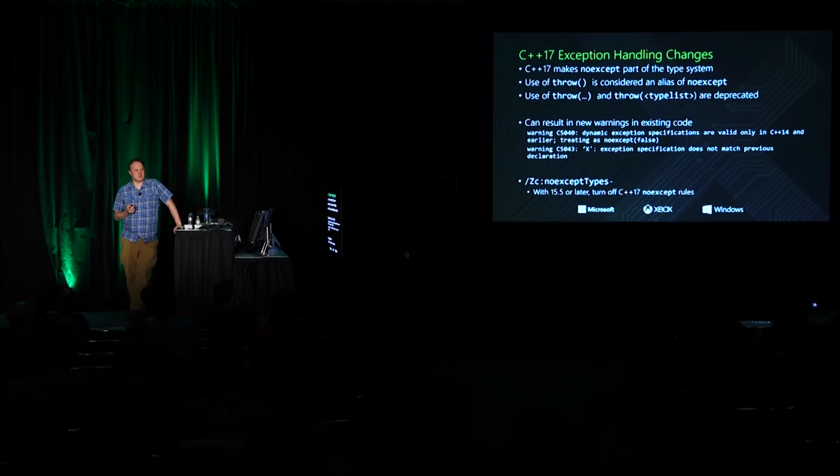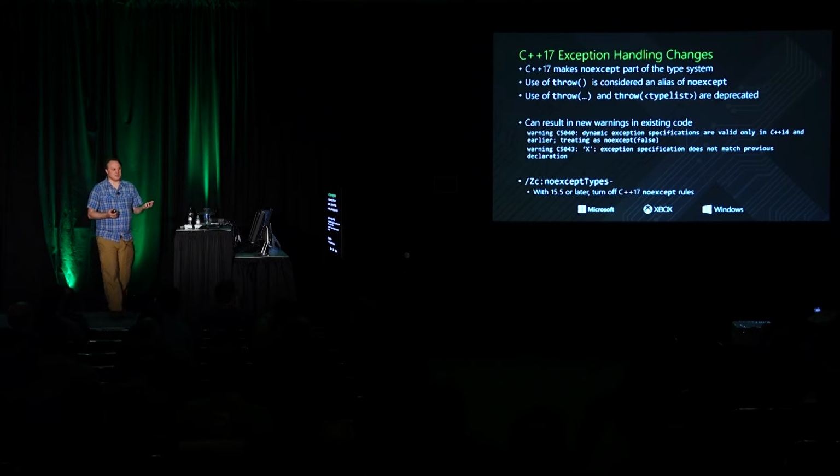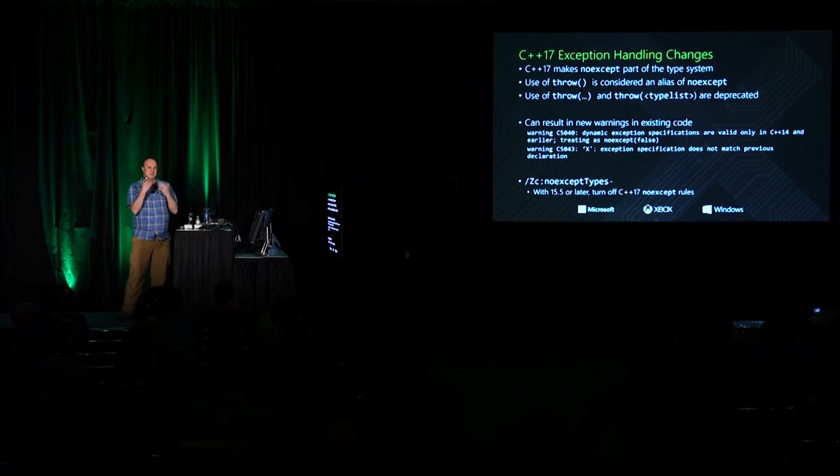So C++/WinRT and the C++ language extensions make use of C++ exceptions, so it's important to call this out. In the C++17 language, noexcept is now part of the type system, so you'll actually get some warnings if you have things decorated differently.